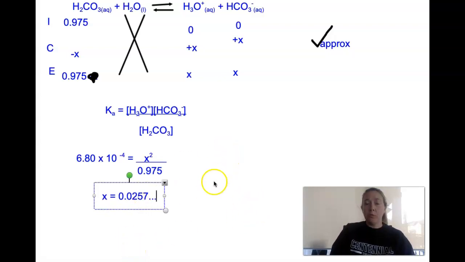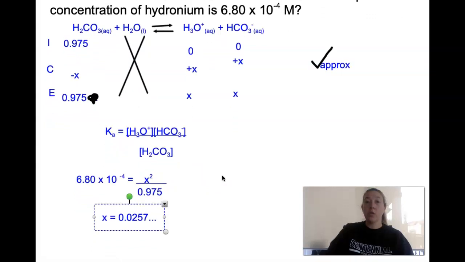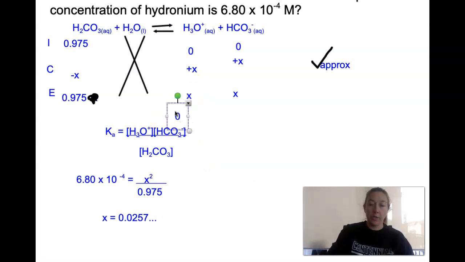Okay, so from here, what did the question ask? What's the ionization equation, and what is the equilibrium concentration of hydronium? So we've just calculated x. X does represent the equilibrium concentration. Significant digits, we can go to 3. So we are going to wind up with the concentration of the hydronium as 0.0257 moles per liter.